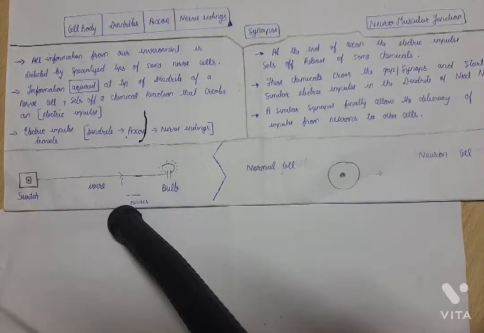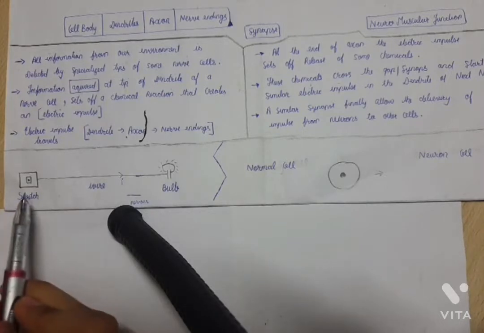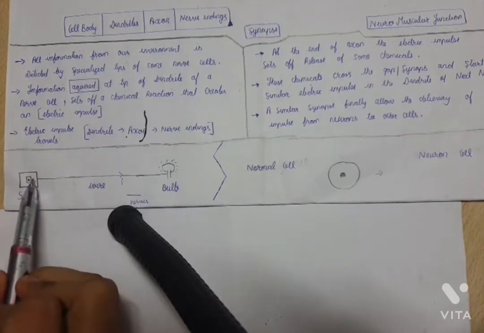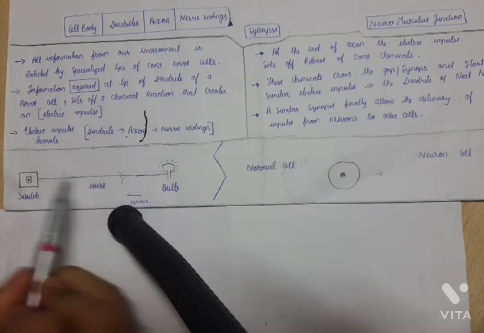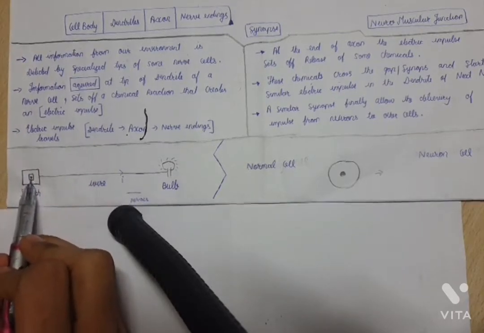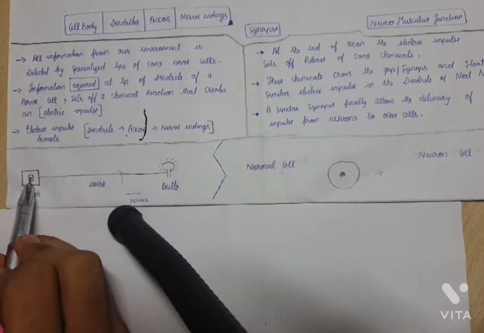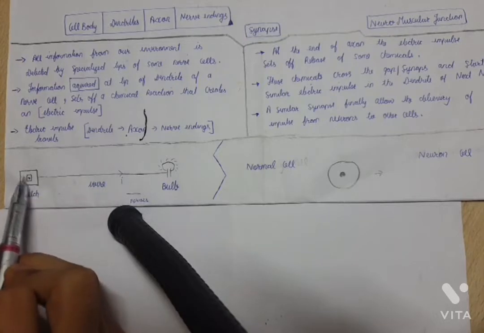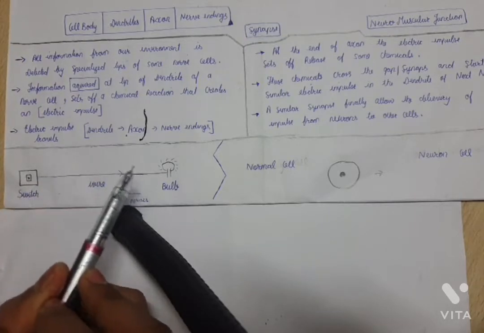So, in today's lecture, we are going to study the nervous system. Before getting into anything complicated, let me explain a simple example. You see here, this is a switch and this is a bulb, and we know that they are connected by a wire. When we switch off this switch, the bulb gets switched off, and when we switch on the switch, the bulb gets on.